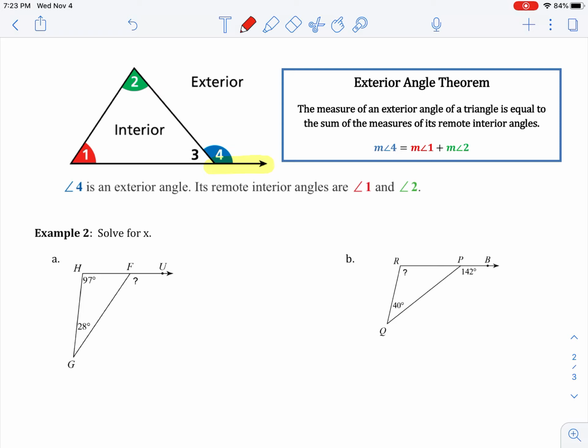And so let's talk about that word remote interior, right? What's remote interior angles? Remote interior angles, the word remote means not next to. So the two angles that are not next to angle 4 are angles 1 and 2. So in our picture up above, angle 4 is considered an exterior angle, and the remote interior angles are angles 1 and 2. So notice in the theorem, we don't use angle 3 at all. So angle 4 will be equal to the measures of angle 1 and 2, and angle 3 doesn't even matter.